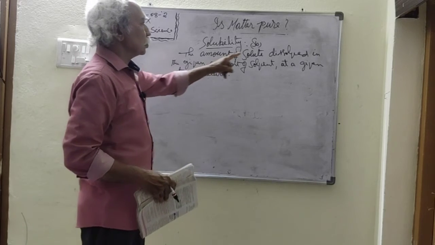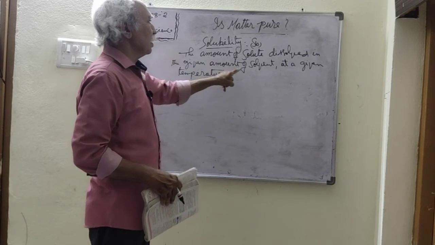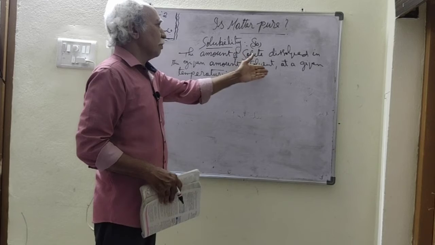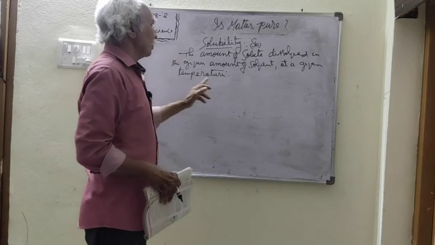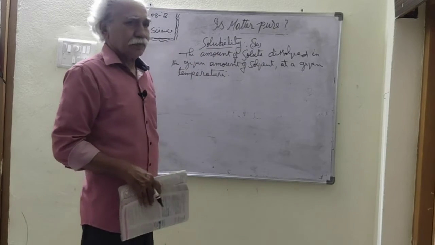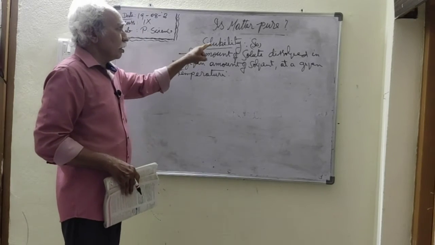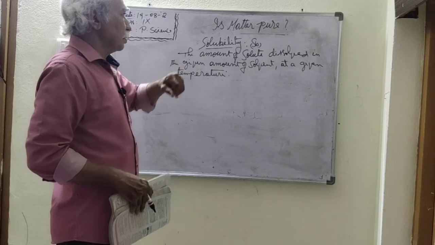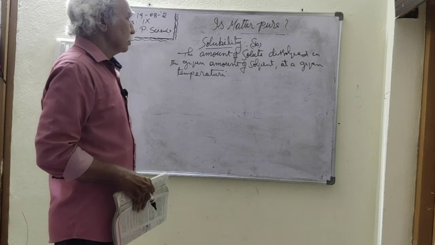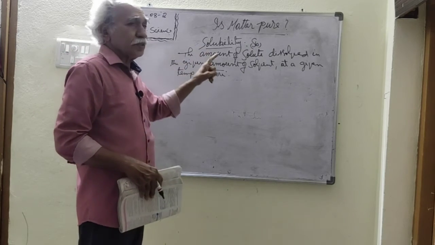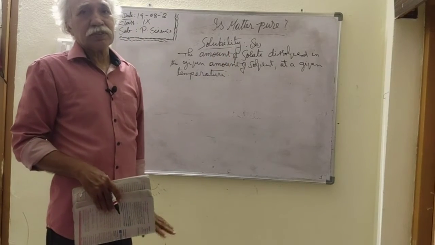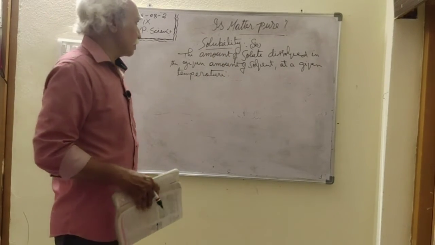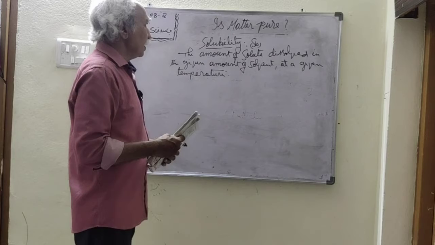So the amount of solute dissolved in a given amount, here given amount means 100 gram of solvent, at a given temperature is called solubility. Okay, so the solubility also depends upon the size of the particles, and also depends upon the nature of the substance.